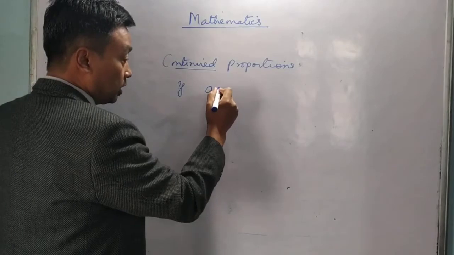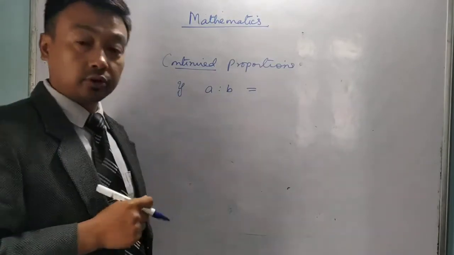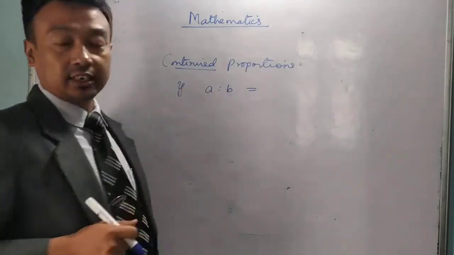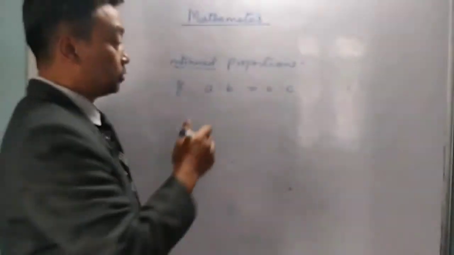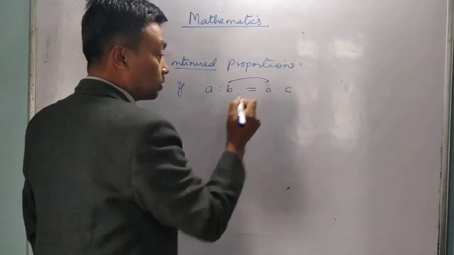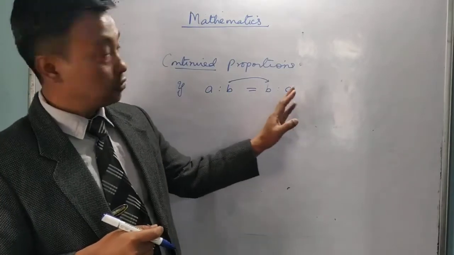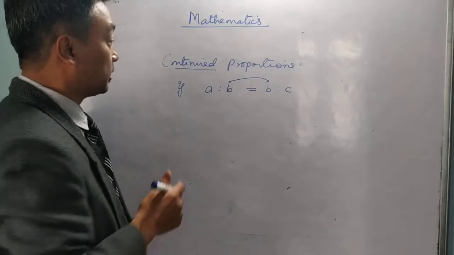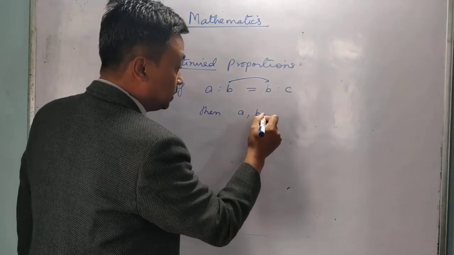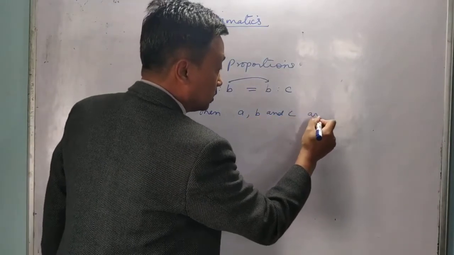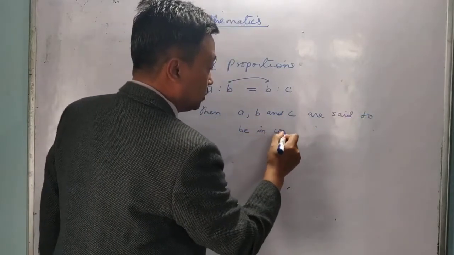If A is to B, let us say this is the first ratio, sorry. A is the first term, B is the second term. Then we have this B will be continued, then we have a second ratio. So here if you see, the second term B is continuing. So we have only three terms here, A, B and C. So then we say that these terms are in the continued proportion. Then A, B and C are said to be in continued proportion.